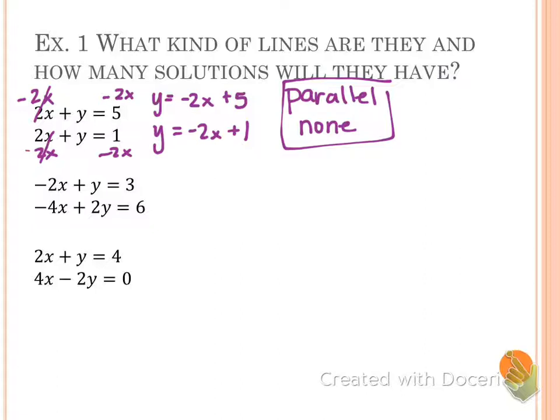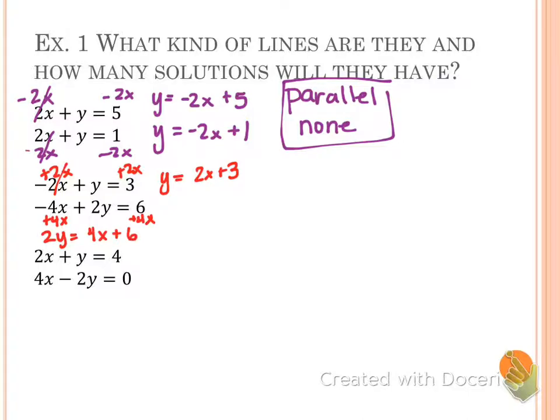Seth, what would I do to my next equations first? Okay, slope-intercept form, and how would I do that? Very good. Add 2x to both sides, and I get y is equal to 2x plus 3. Hunter, what am I going to do to the bottom equation? Add 4x on both sides. Yep. And I get 2y is equal to 4x plus 6.